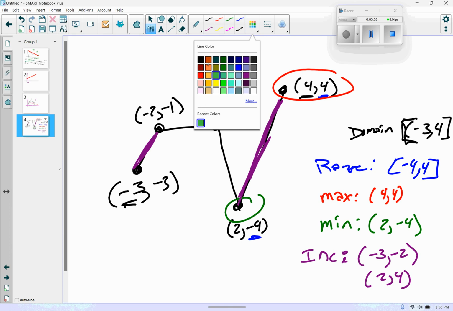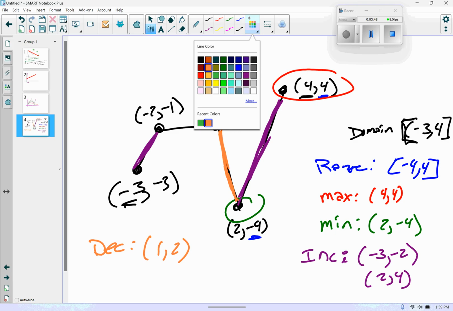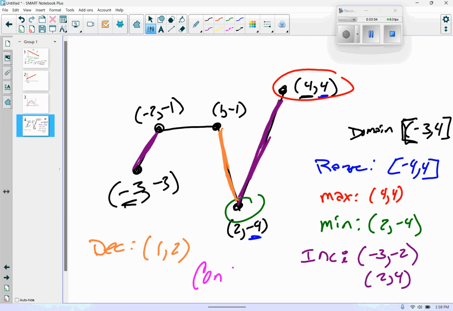All right, let's see. Orange. Decreasing. Decreasing is just here. So 1 to 2. And then constant. Nice pink. Constant. That's when it's this. That's constant. So from -2 to 1. That's all you have to do.